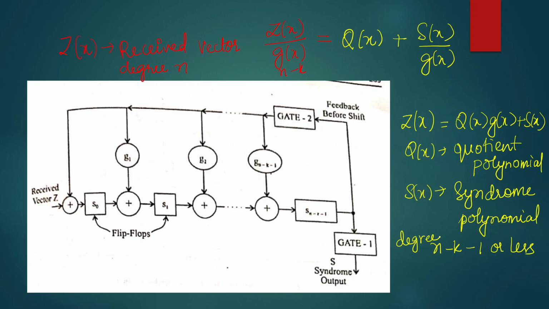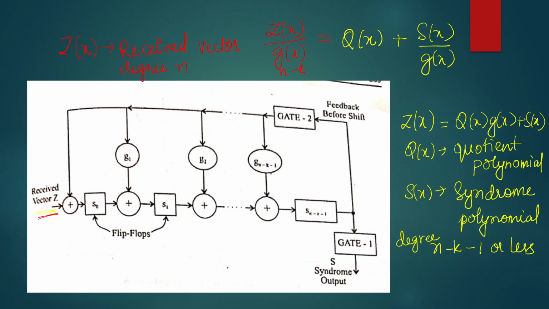This is a general one where the received vector z is fed into the shift register combination. We have a series of shift registers starting from S0 to S n minus k minus 1. Those are the number of syndromes that we have, and we are going to have a junction after every single flip-flop. We are going to add a few modulo 2 adders. These modulo 2 adders will come into effect only when the coefficient of the generator polynomial is equal to 1.